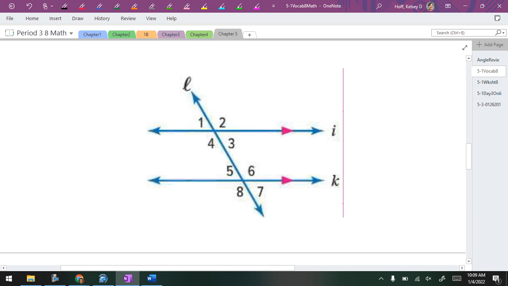We just talked about a transversal is a line that intersects two or more other lines. They label three different lines, I, K, and L. Which one is the transversal? L. It slashes I and K. And there's really nothing special about it.